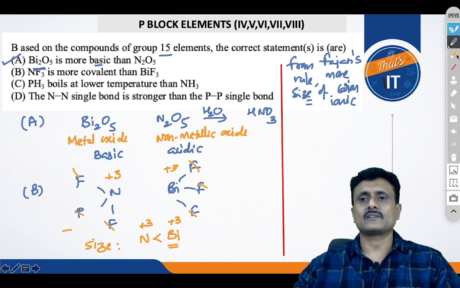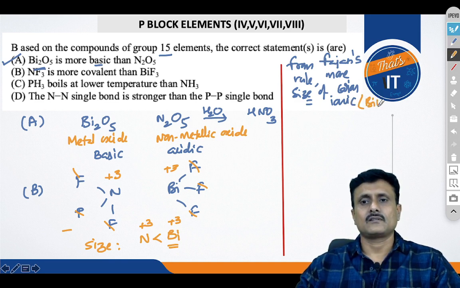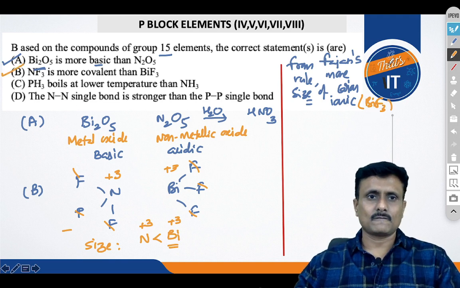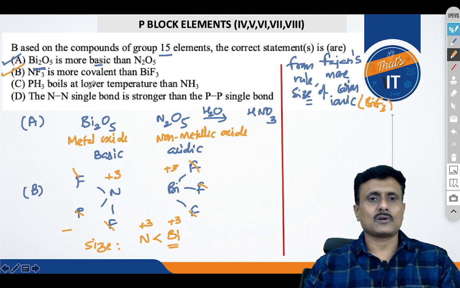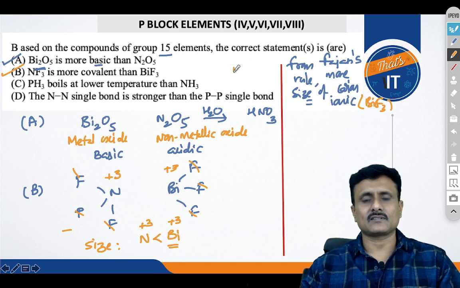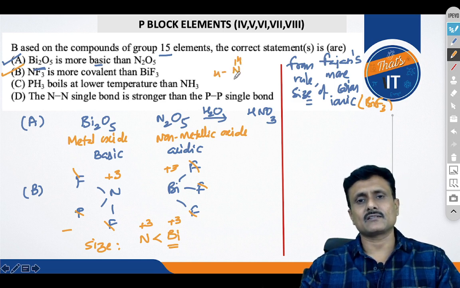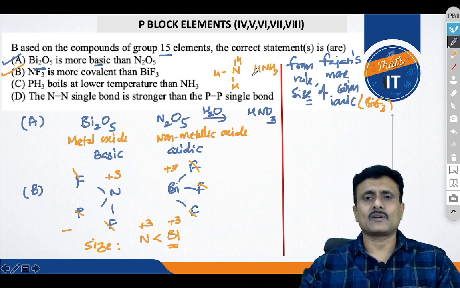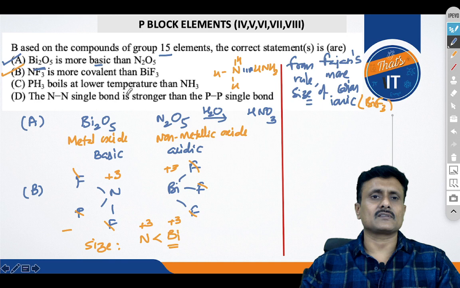Therefore BiF3 is ionic, NF3 is covalent. Makes sense? Now, PH3 boils at lower temperature than NH3. Yes, absolutely, because you have studied so many times that there is possible hydrogen bonding in ammonia but not in PH3. So the boiling point of NH3 is greater.